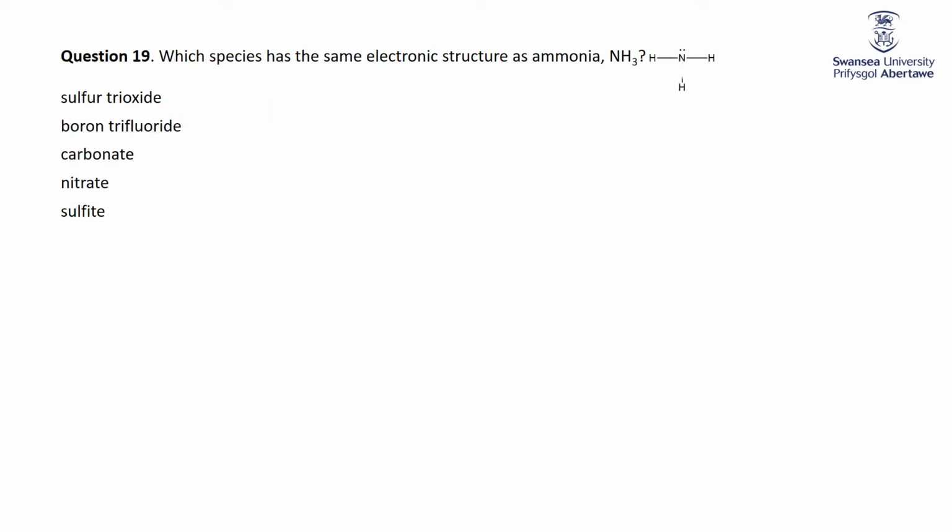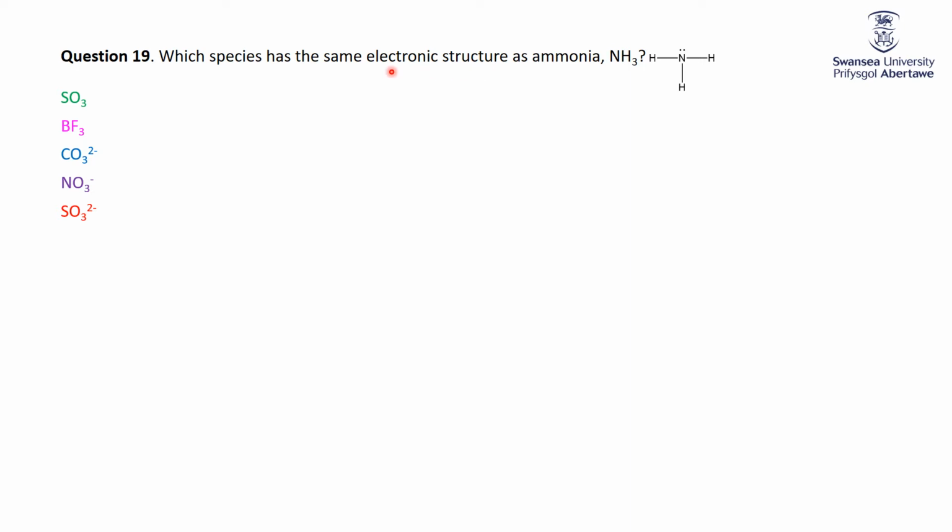Question 19: which species has the same electronic structure as ammonia? That's ammonia, NH3. So we've got an atom in the middle with a lone pair of electrons bonded to 3 other atoms. As we replace all of these by their formulas, and I'm just going to whiz through that because I know you all know those formulas, we have an atom bonded to 3 other atoms. So you can see that all of them have the same connectivity, a central atom bonded to 1, 2, 3 other atoms. The question is, of course, not the connectivity, but the electronic structure.